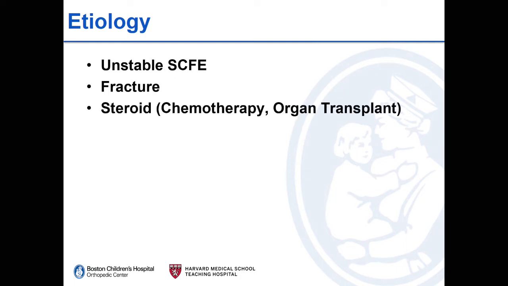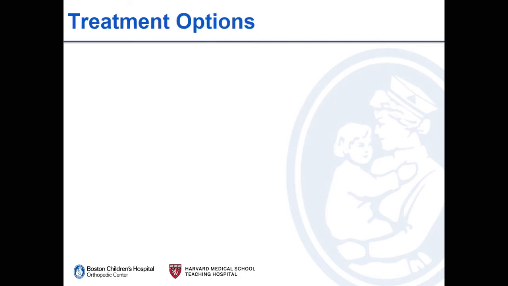And then we see quite a lot from steroid-induced AVN from chemotherapy or transplant. And at least in North America and also in countries such as France, North Africa, and Italy, they'll see a lot of AVN from sickle cell disease. And then finally, idiopathic causes.